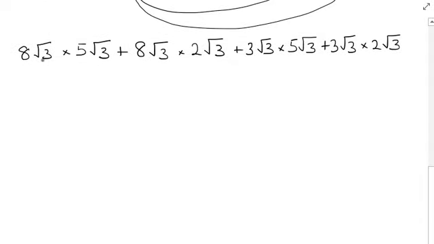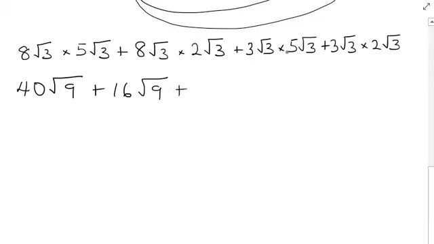So that will be, as I said, when multiplying radicals, you multiply the whole numbers by themselves and you multiply the radicands by themselves. So 8 times 5, that's 40. Then root 3 times root 3 is root 9. Then plus 8 times 2 is 16. Root 3 times root 3 is root 9.